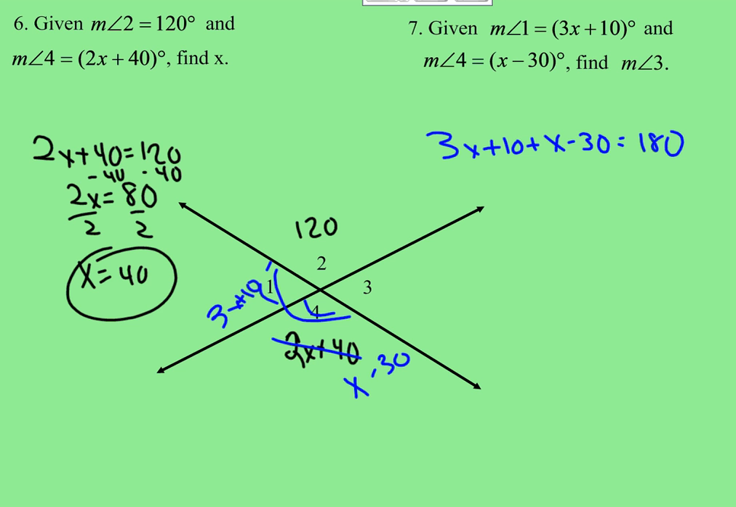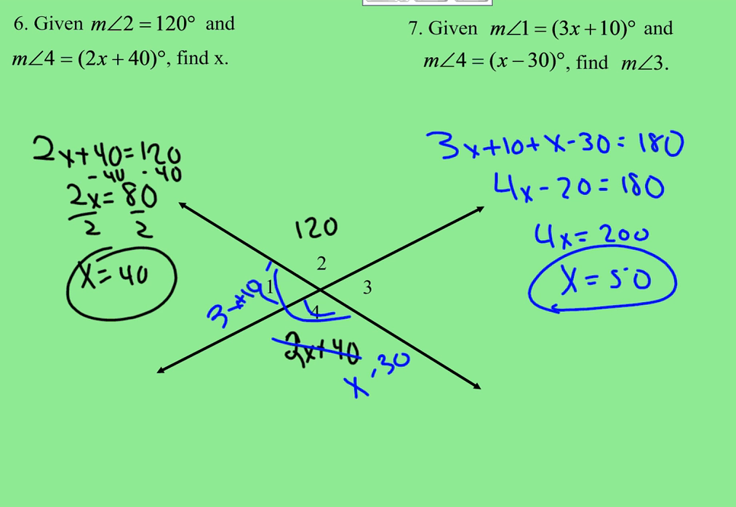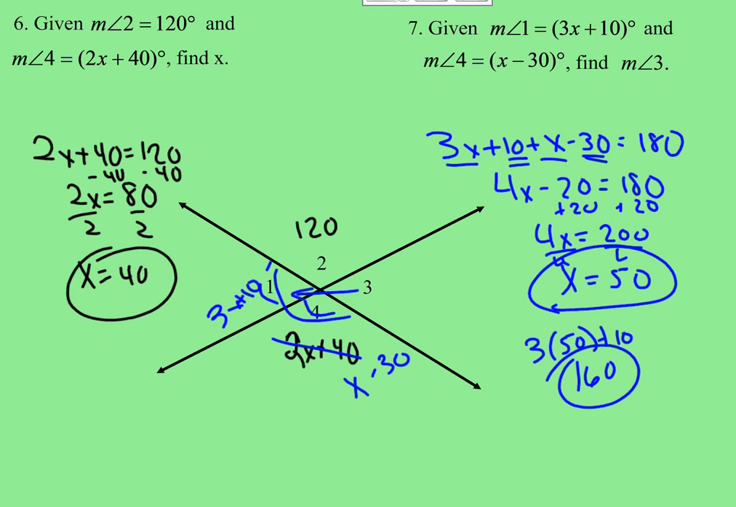Okay, so a little solving. I get x to be 50. If x is 50, figure out the measure of angle 3. Angle 3 is going to be equal to angle 1. So angle 1 is 3 times 50 plus 10. So that's 160. That's how big angle 3 is. And up here, I combine like terms, add 20, divide by 4. So that's where I get 50 from.